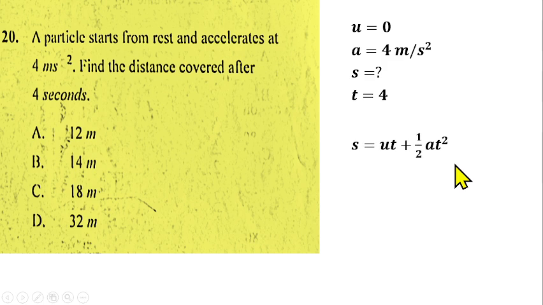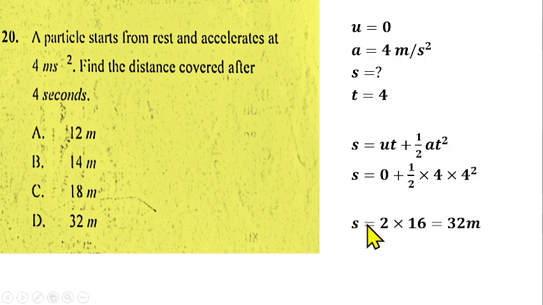So you can use one of the equations of motion related to this. So we have s equals ut plus half at squared. If you substitute, that means you have 0 times 4 here. So if you have 0 times 4, that gives us 0. Then from there, if you substitute the rest, we have half times a, our acceleration, which is 4, times t, which is 4 squared.